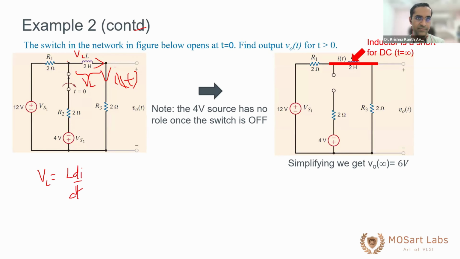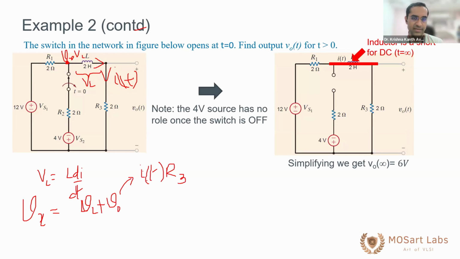And what is this voltage? Voltage Vx, right? This is VL plus VO, correct? This is the voltage across the inductor plus the voltage drop across the 2 ohm resistor. So Vx, the voltage on the right side of R1, is equal to VL, the voltage drop across the inductor, plus VO. Now VO is nothing but I of t into R3. So now substitute all of this: we have L di by dt, then I of t into R3, that is giving you the total voltage here.